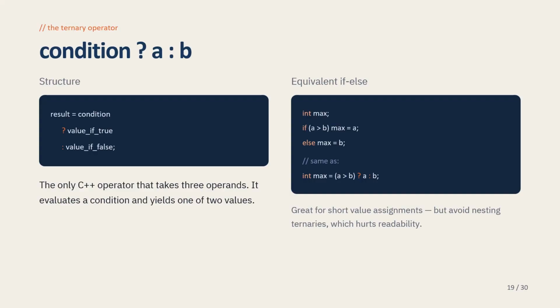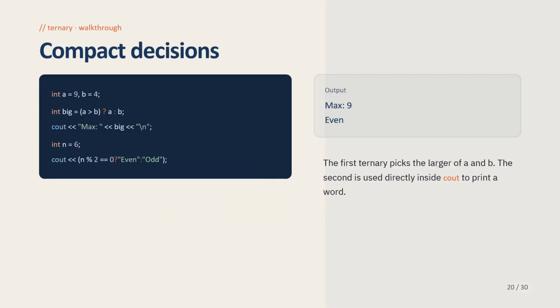Next comes the ternary operator. It is a compact alternative to a simple if-else statement. It evaluates a condition and returns one of two values based on the result. In this example, the ternary operator selects the larger of two numbers. It is also used to determine whether a number is even or odd. It is best suited for short and simple decisions.